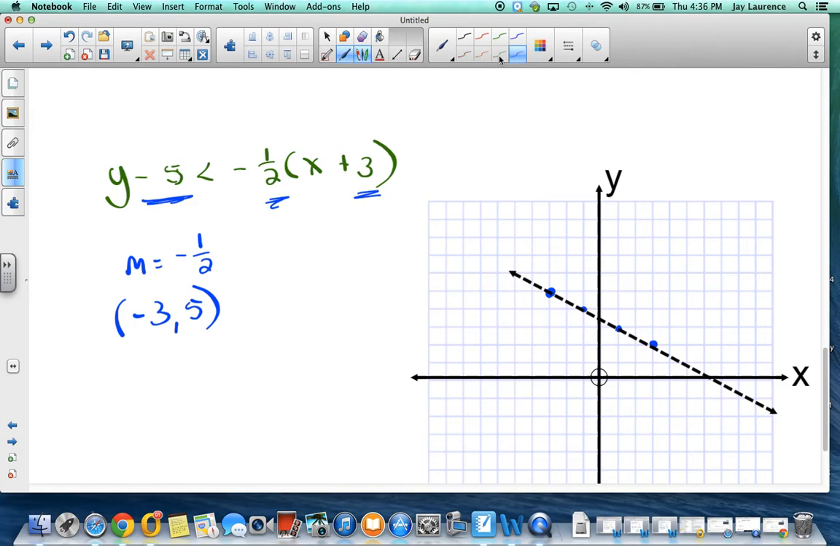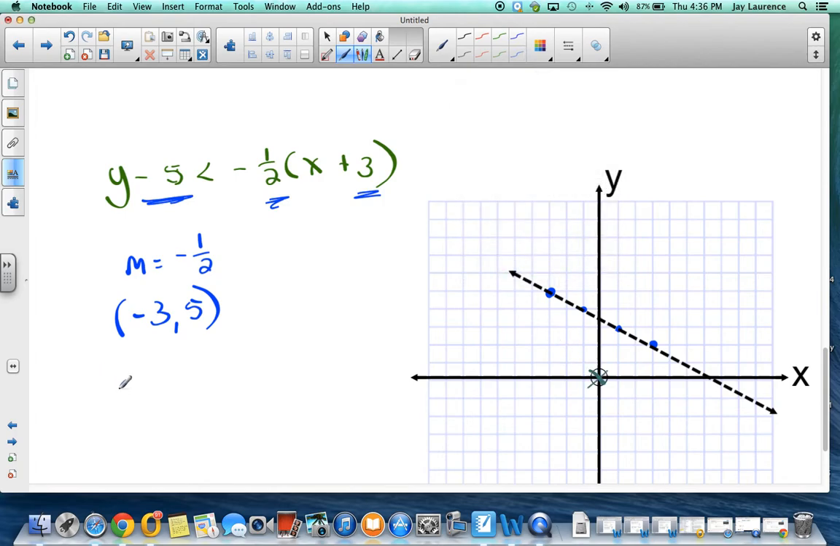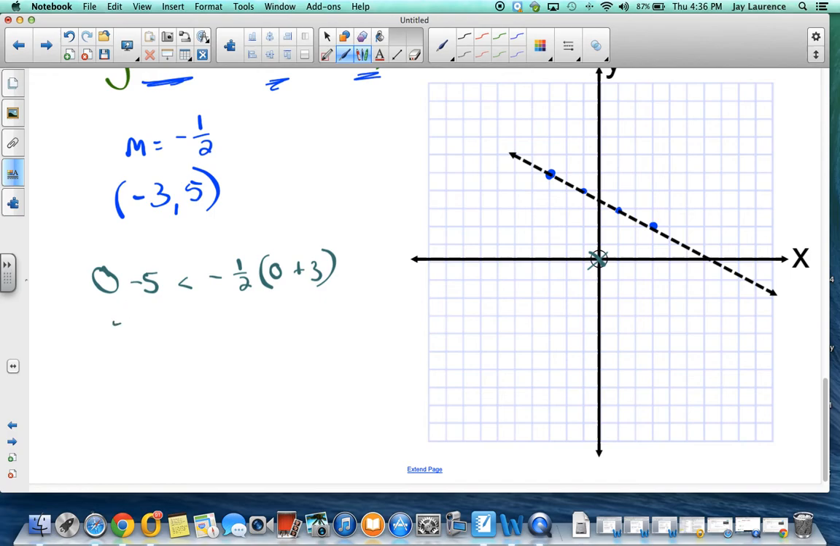Now I've got to do my test point. So let's see here, test point. I can use the origin because the line doesn't go through it. I'll do 0 minus 5. Is that less than -1/2 times the quantity of 0 plus 3? Okay, well, the left-hand side is -5 is less than -1/2 times 3. So I'm going to get -5 is less than half of 3, which would be -1/2. Is -5 less than -1/2?